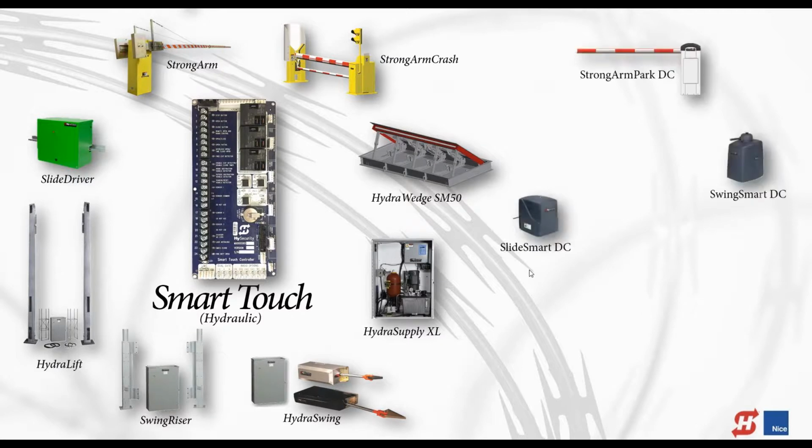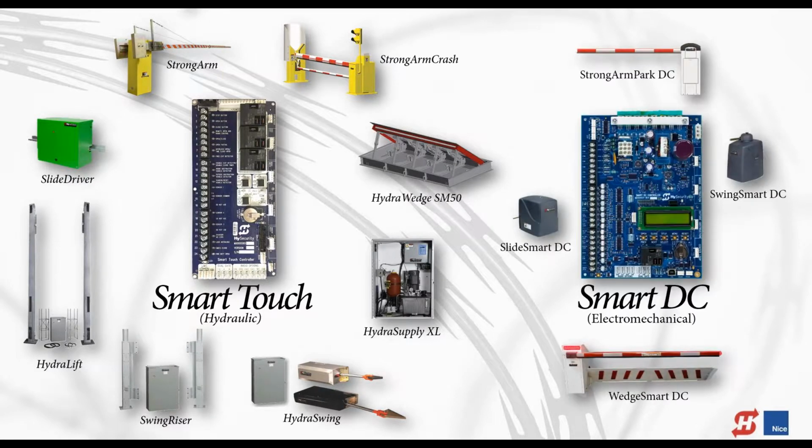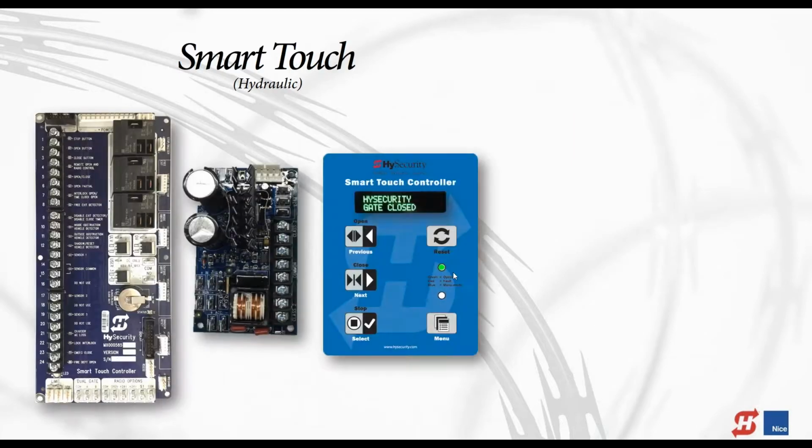And of those hydraulic operators, we have about 81 models, 31 models just of the slide driver. In 2009, we introduced the Smart DC electromechanical line, and we have 12 operators there. I'm sure a lot of you are familiar with it, but all those operators use the Smart DC controller board. So of all our 93 different models of operators, we have 2 boards: the Smart Touch for the hydraulic operators and the Smart DC board for the electromechanical Smart DC series. All right, so let's take a closer look at that Smart Touch.